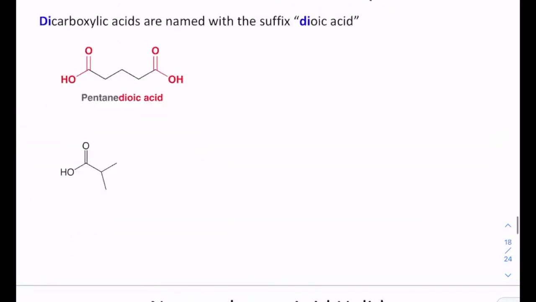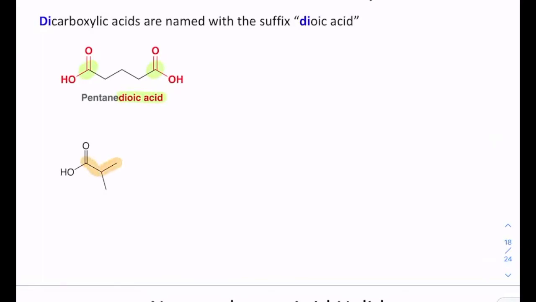I also want to tell you that if there's more than one acid, obviously it has to be at the 2 ends because the carboxylic acid has to be at the end. And so this would be pentanedioic acid. If we were to name this one right here, the longest carbon chain is 3.